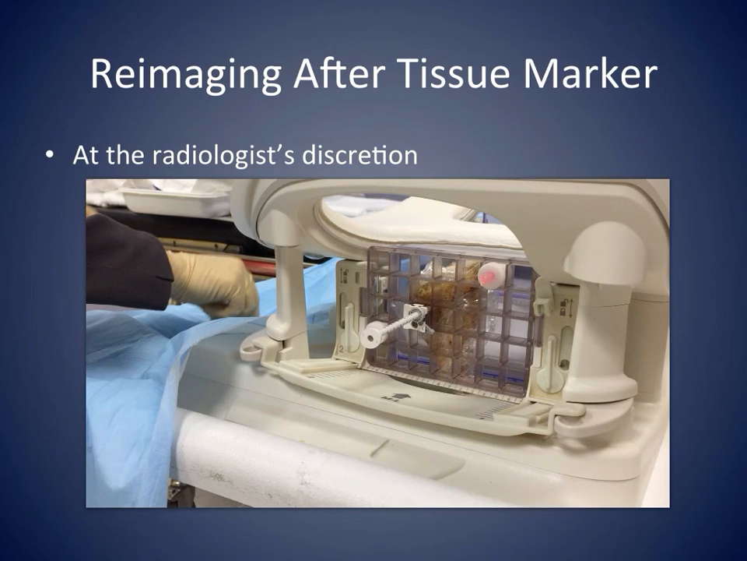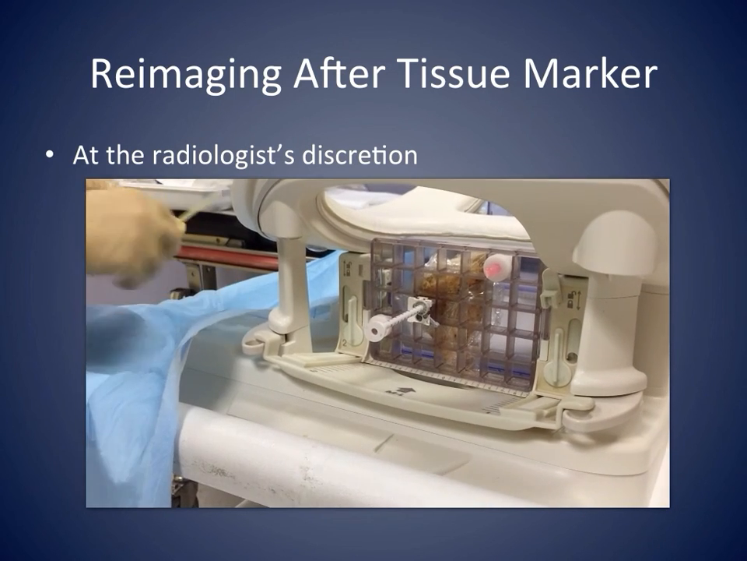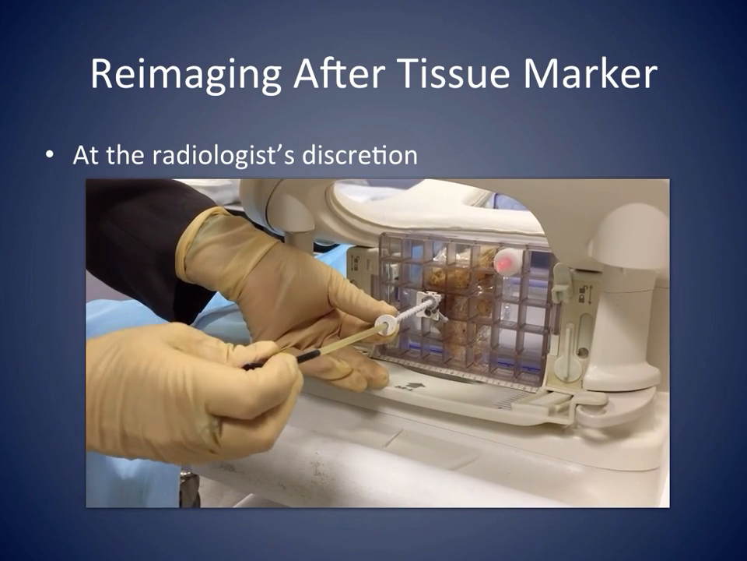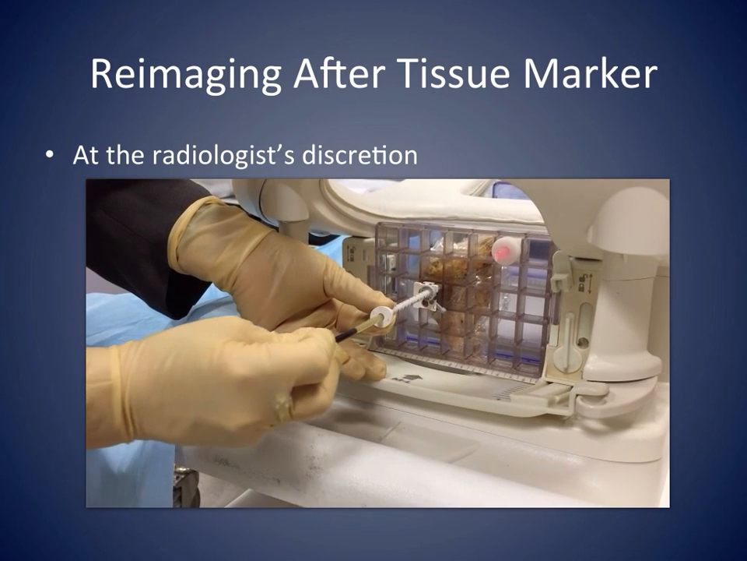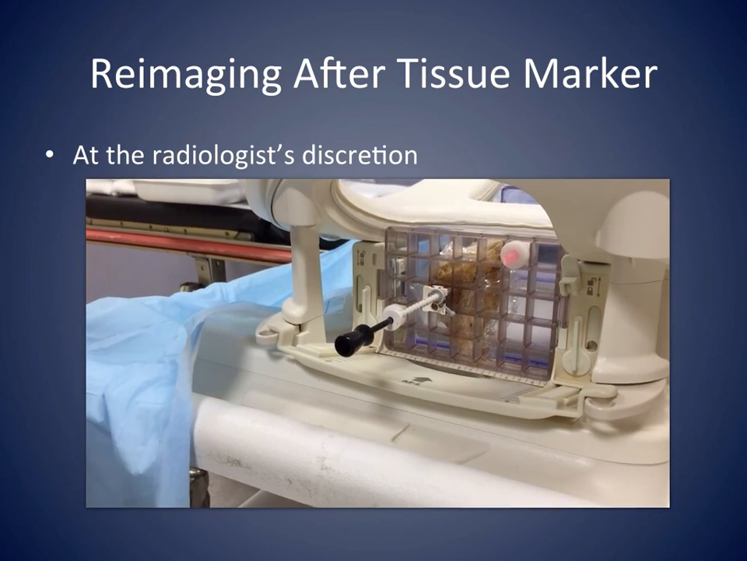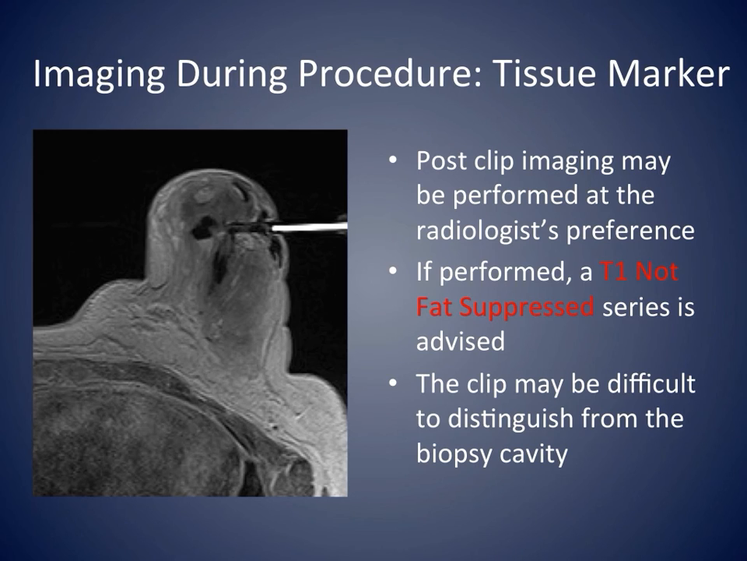If imaging is desired after clip placement, the obturator is inserted again inside the plastic introducer. This time, the obturator is only partially inserted to avoid displacement of the clip. Then the patient is re-imaged. If imaging is performed, we advise a T1 non-fat suppressed series to better visualize the clip artifact, as the clip is often difficult to distinguish from the biopsy cavity.